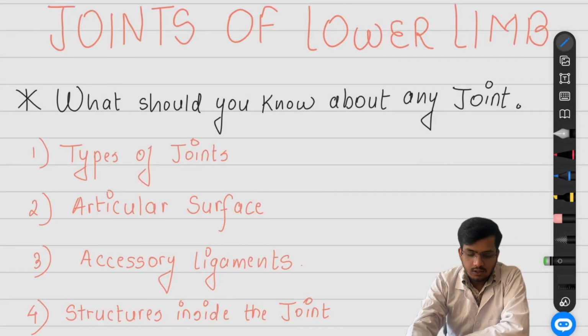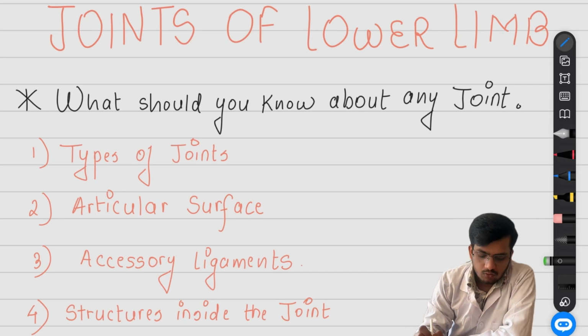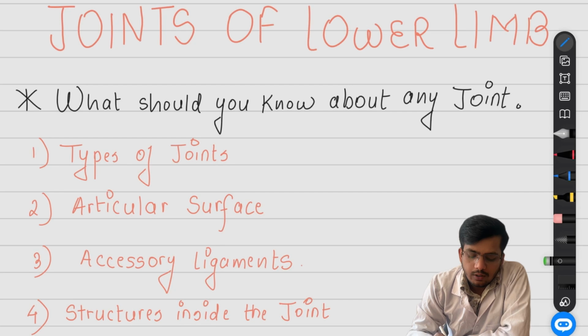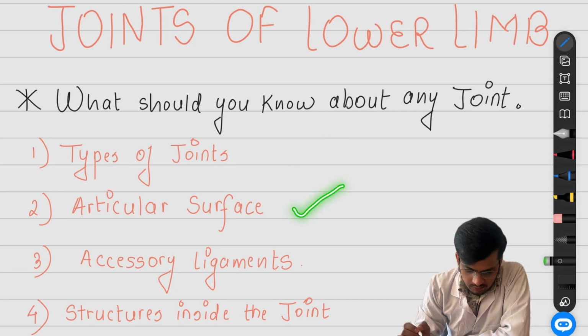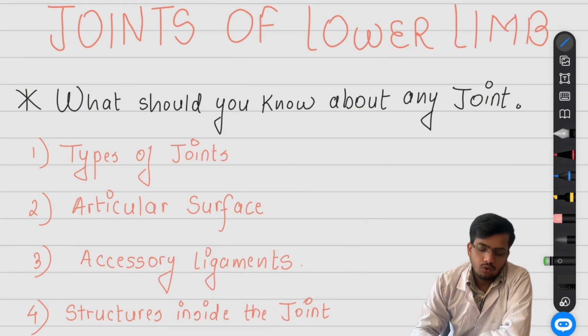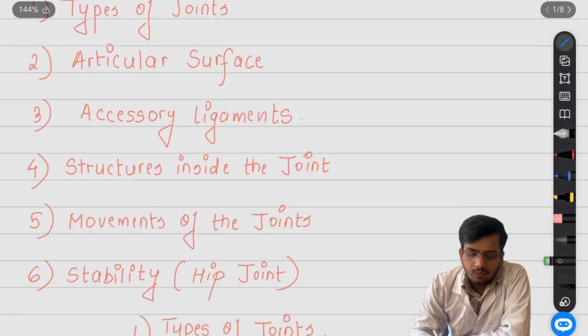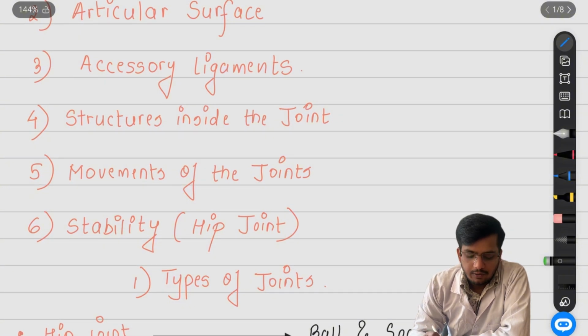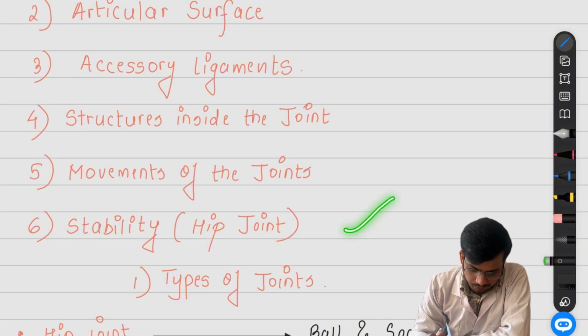Today we will discuss the joints of the lower limb. What should you know about any joint? First of all, you need to know the types of the joint. Then you need to know the articular surface. Then the accessory ligaments. Then the structures inside the joint. Then movements of the joint and stability of the joint. Mainly, we will talk about the stability of the hip joint.